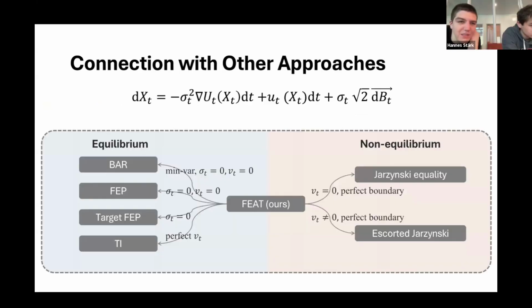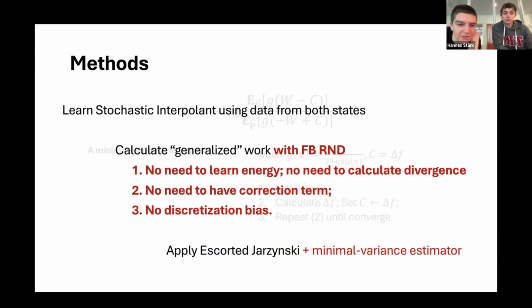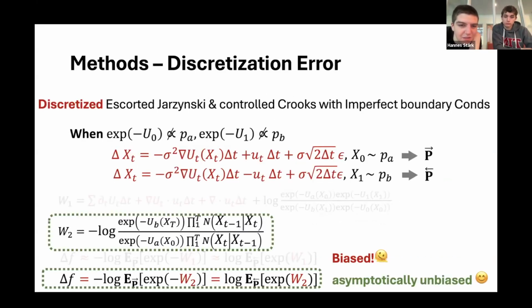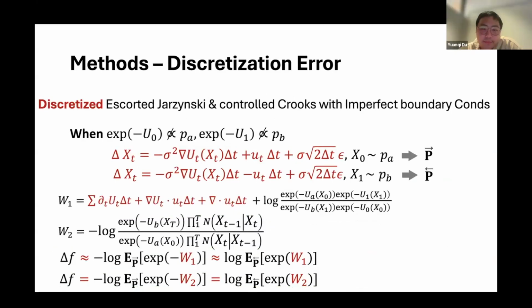I kind of missed the discretization fix. Can we look at that slide again? Yeah. So do you just have a reweighting at each step or something? Right, you just have a Gaussian kernel at each step. This XT is already discretized from here.